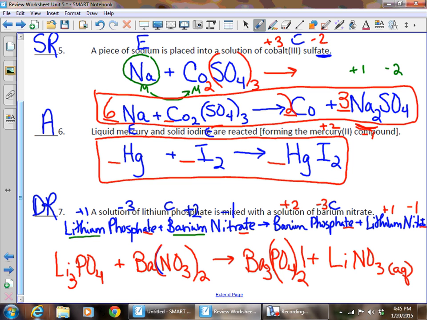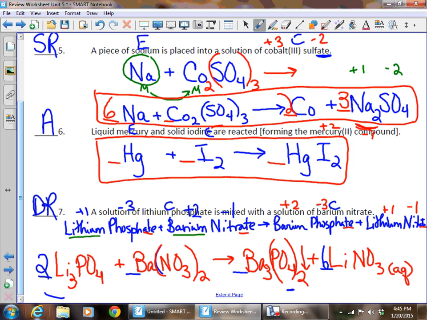Remember, we show that with a down arrow. That is required. And this will work, so now we need to balance it. So let's balance it really quickly. There are 2 phosphates over here on the right. So I'm going to need to put a 2 in front of here to get 2 phosphates on the left. That's going to give me 6 lithiums. So I better put a 6 here.